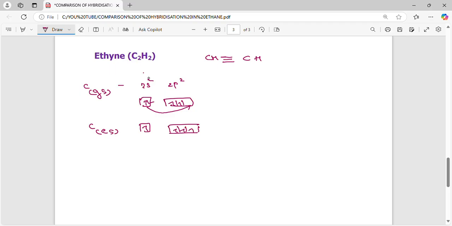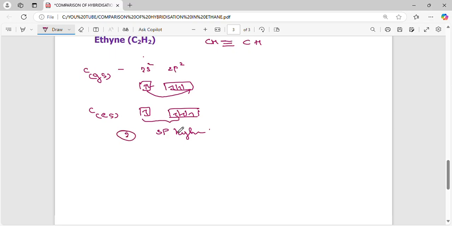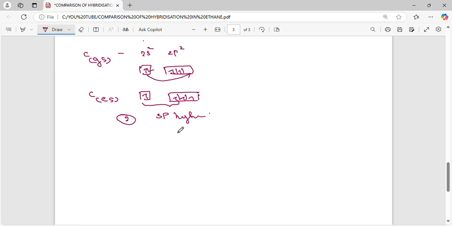Now hybridization. Hybridization is the concept of intermixing of atomic orbitals present in the valence shell. But in this case, one s orbital combines with one p orbital, not with all three p orbitals. One s and one p form sp hybridization, giving two hybridized orbitals. Not four hybridized orbitals; only one and one combined, so two hybridized orbitals. The remaining 2p orbitals, which are not participating in hybridization, are called unhybridized p orbitals. There are two of them.